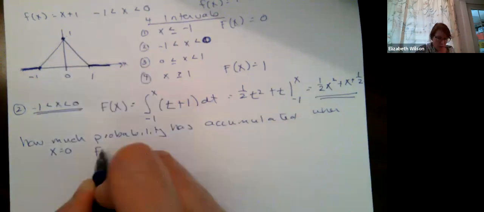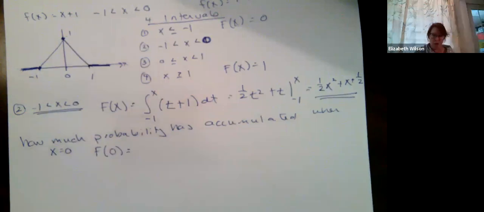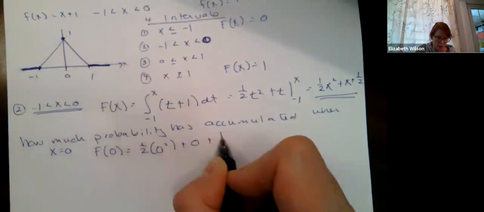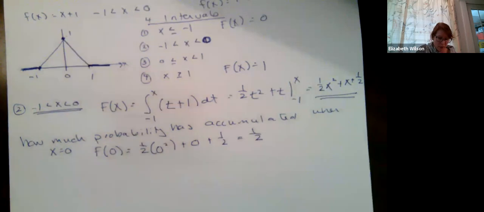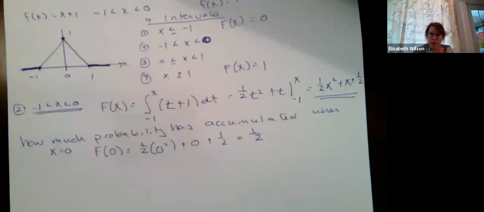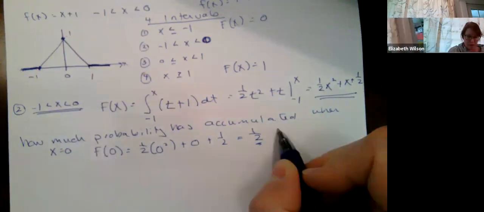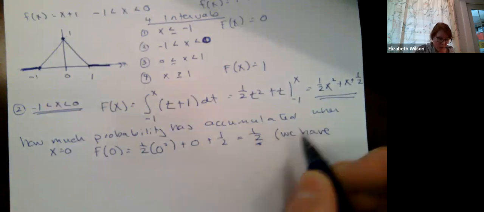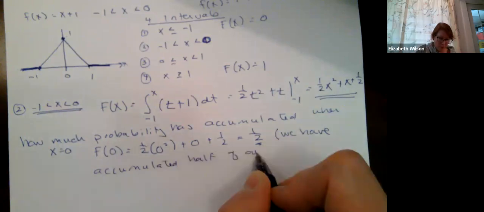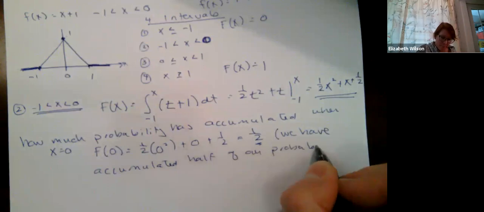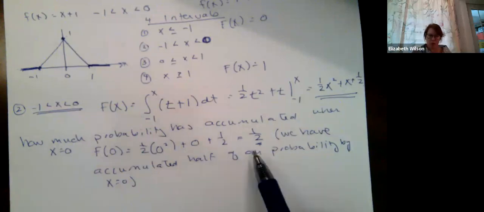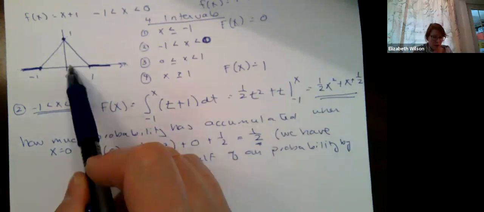Well, I can take my cumulative distribution function that we've just figured out, this one right here, and I can say 1/2 0 squared plus 0 plus 1/2. So I've accumulated half of my probability by the time I reached x equals 0. And that makes sense. Okay, so let's just write this down in words. We have accumulated half by x equals 0. Okay, that's what this is telling us in math, in words, just so we can conceptualize it. So by x equals 0, I've got half of the probability total.